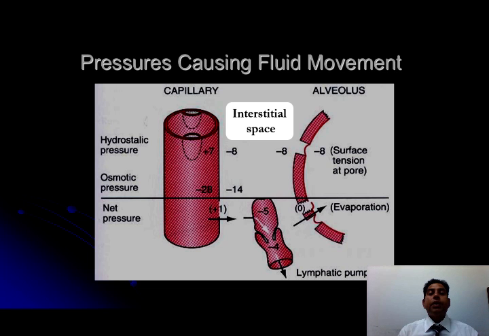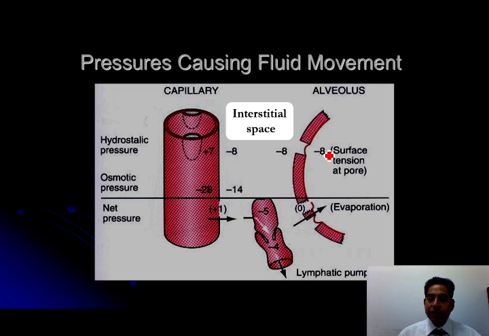Next, we move on to the pressures causing fluid movement. So you have 3 structures here: the capillary, in which you have the blood flowing through this, then you have the alveolus, and in between you have these lymphatics. Now, in the interstitial space, the fluid in this space will be determined by the pressures which are trying to increase the space. This can occur either by an increased filtration from the capillaries, or because of an increased oncotic pressure in the interstitial space.